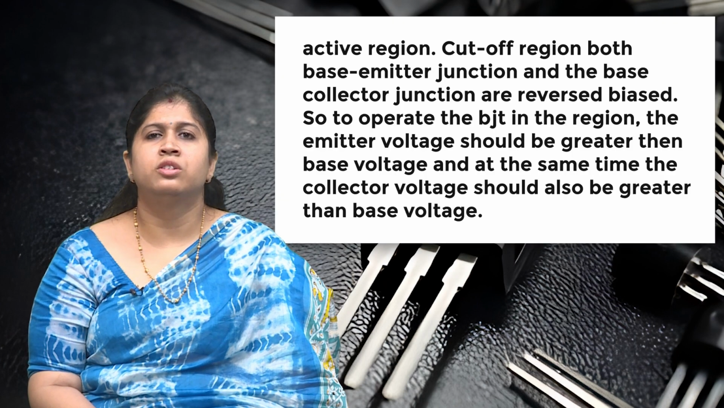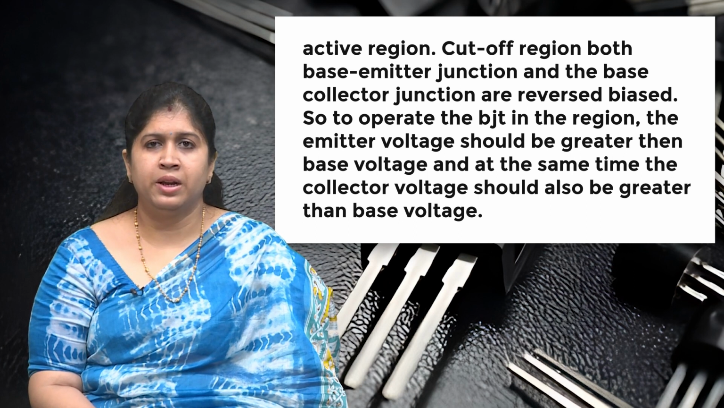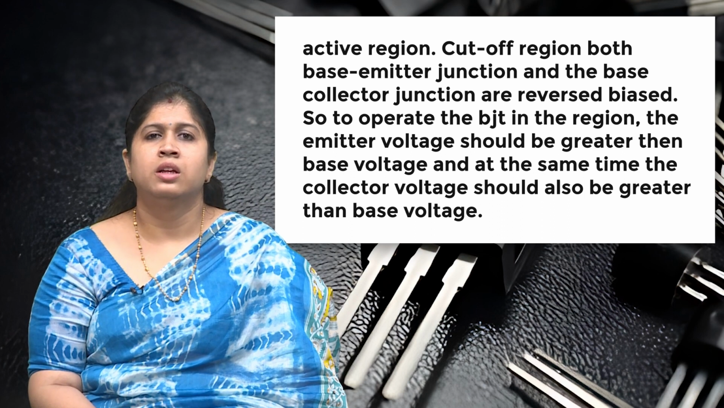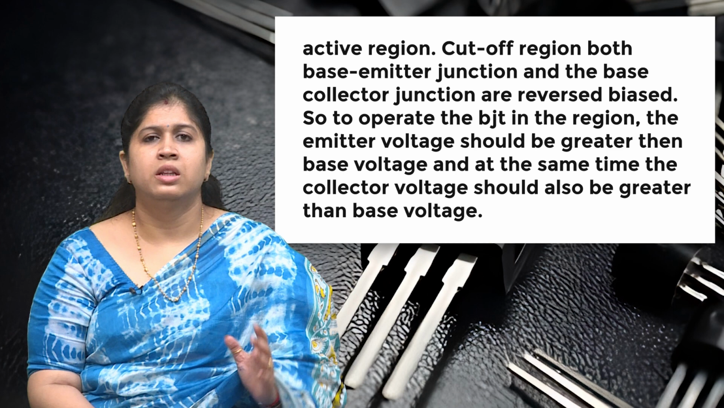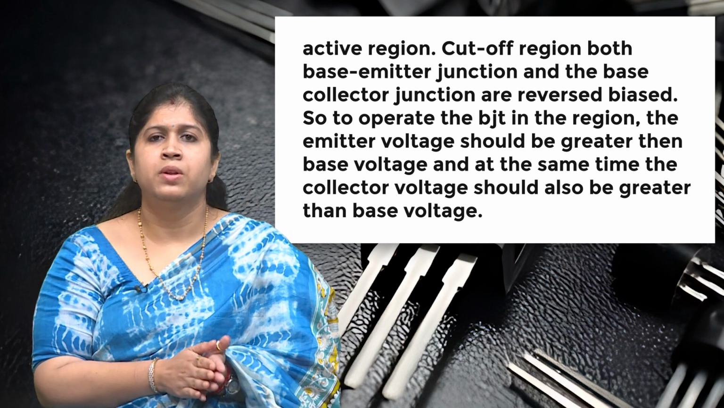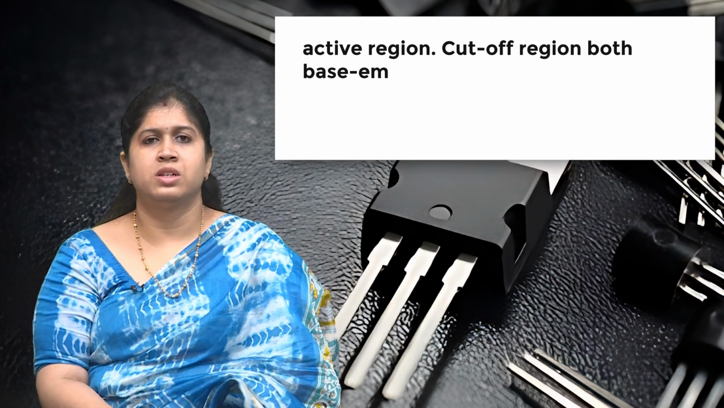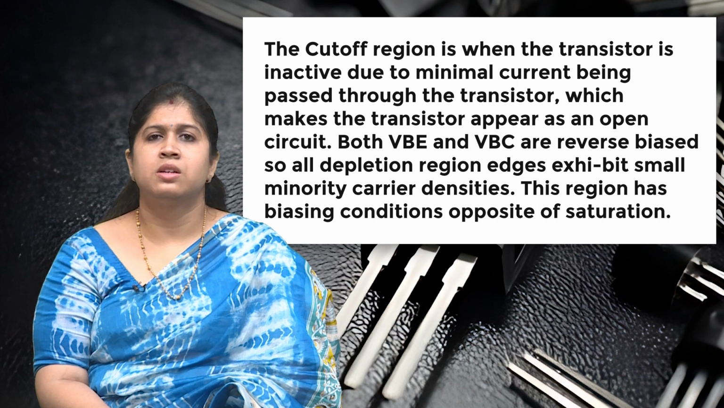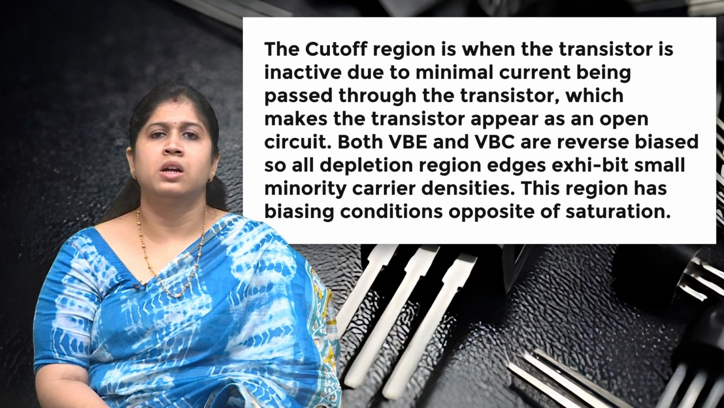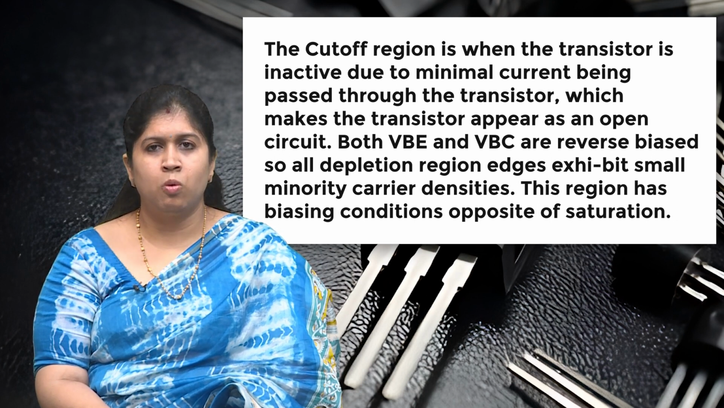In the cutoff region, both the base-emitter junction and the base-collector junction are reverse biased. So, to operate the BJT in this region, the emitter voltage should be greater than the base voltage, and at the same time the collector voltage should also be greater than the base voltage. The cutoff region is when the transistor is inactive due to minimal current passing through it, which makes the transistor appear as an open circuit.